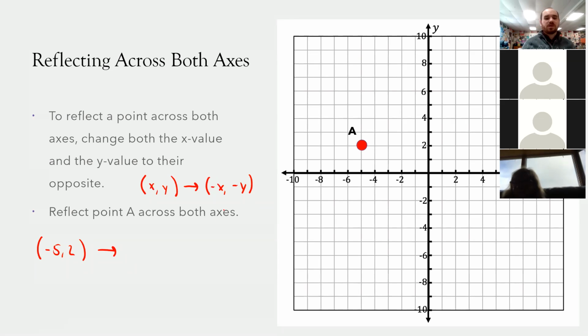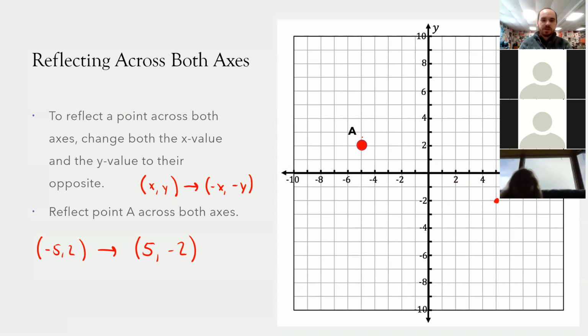Okay. So again, this time we're just taking the opposite of both points. So we're going to take the opposite of -5, which is +5, the opposite of +2, which is -2. So this would be reflected across both axes. Now, reflecting across the axes like this is actually kind of interesting. So we get the point (5, -2), which is right here.